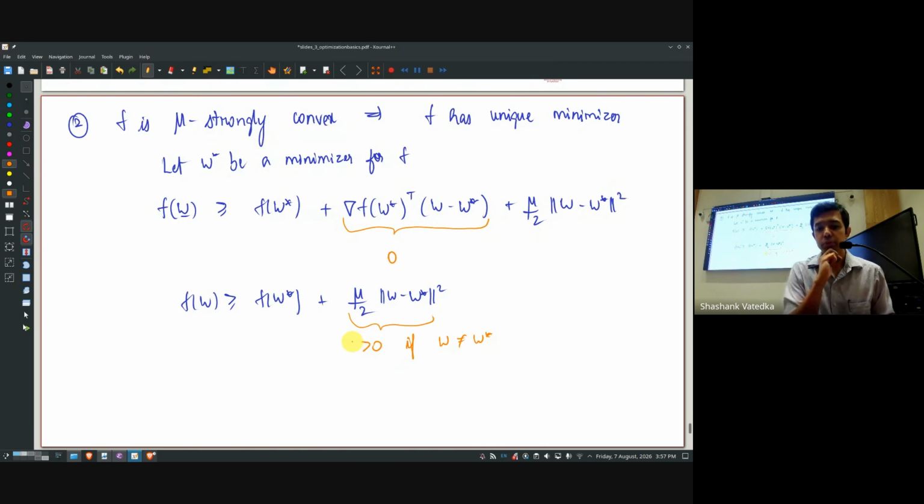Okay. So in the next couple of classes, we'll explore some more properties of these strongly convex functions and see how gradient descent behaves on strongly convex functions and see what happens if the function is not strongly convex. Okay. So let's stop here.